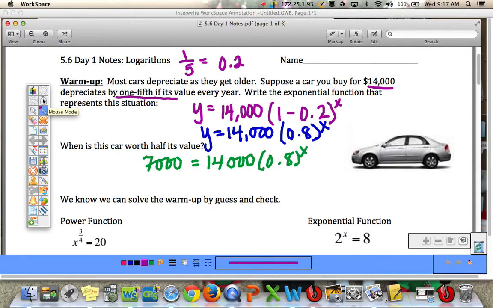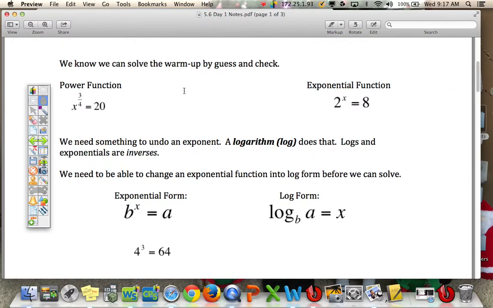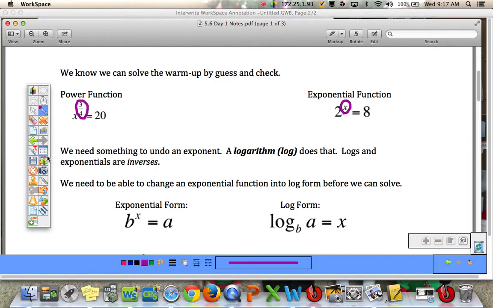Before we do that, let's review. On your test, I would give you something like this, solve, and I wouldn't tell you if it's a power function or exponential. So let's take a look at the difference between the two. A power function has a number in the exponent, and an exponential function has an x in the exponent. So you solve them two different ways.